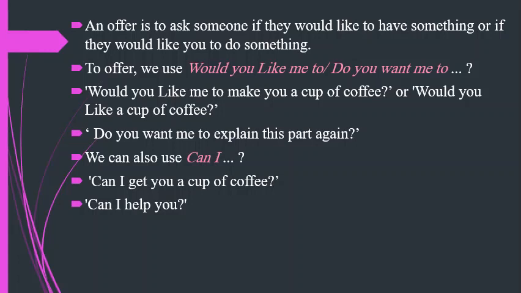We can also use can I. Can I get you a cup of coffee? I'm offering to do something for them. I'm asking them if they want me to do this thing. Can I help you? For example, when you go to the store or to a supermarket and the salesperson meets you, they come up to you and they ask you, can I help you? Okay? And then you can give your order or you can ask them for something that you're looking for, for example.